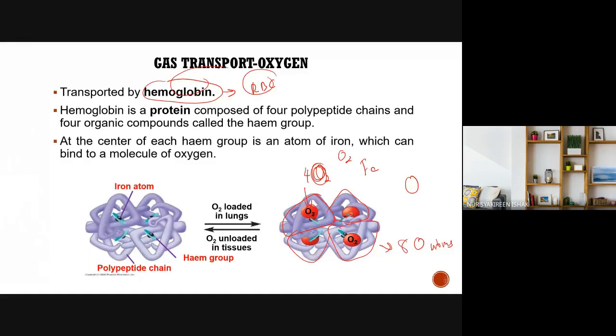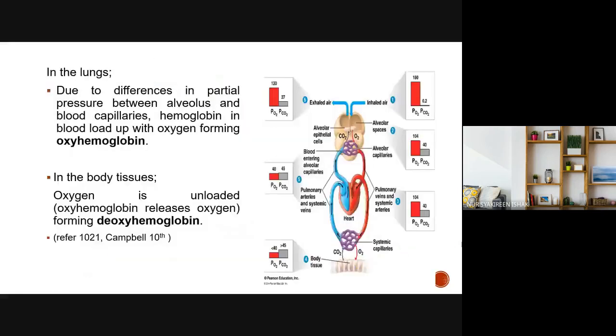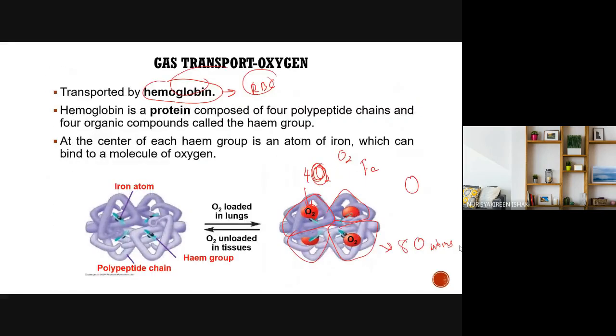Okay. So at the center of each heme group is an atom of iron, ferrum, which can bind to a molecule of oxygen. Okay. So when the oxygen is loaded in the lung, what will it form?